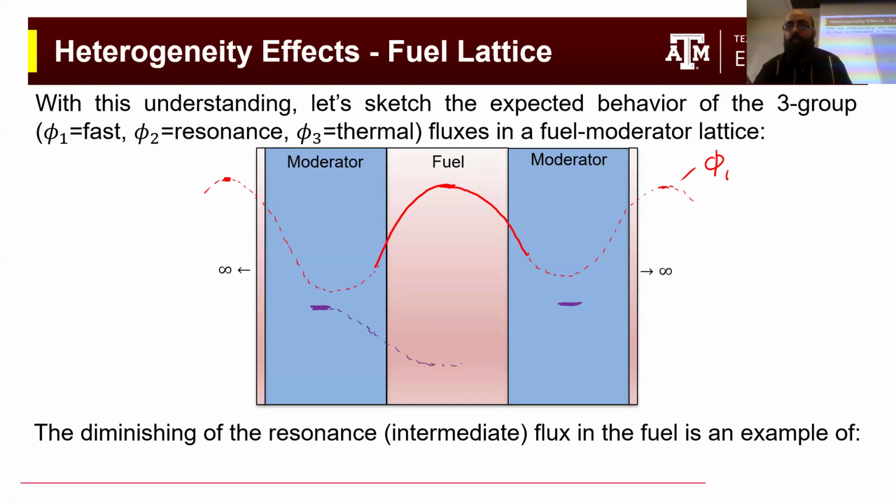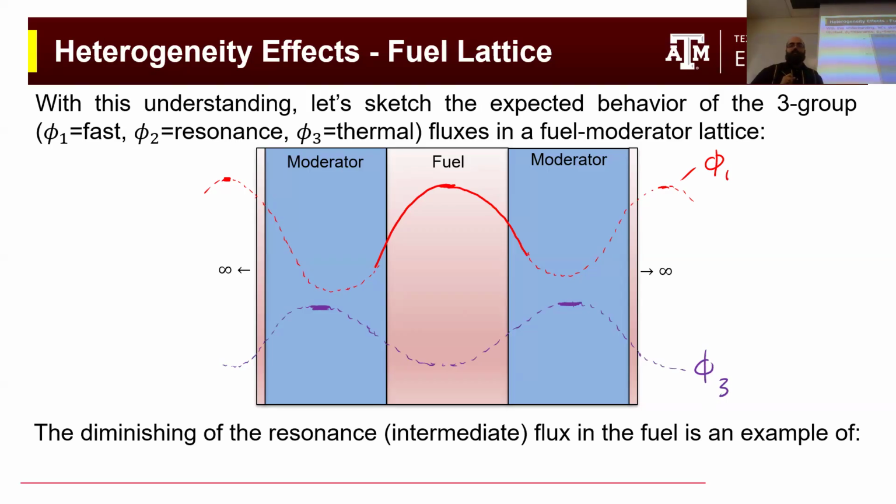The thermal flux is going to have a minimum in the fuel because in the fuel, that's where my thermal neutrons are going to be absorbed. They're going to cause new fissions that are going to make more fast neutrons in the fuel. So the thermal flux, which is what I'm showing here, almost has an opposite trend as the fast flux. So this is phi3. This is the thermal flux. And hopefully that makes sense too.